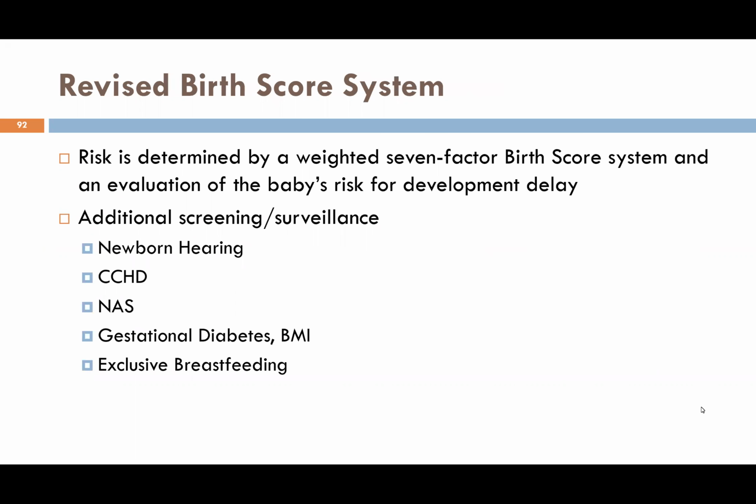So when Dr. Mullet revised the system initially, she developed a weighted 7-factor system. She changed some of the factors, changed some of the weighting, and also added an evaluation of the baby's risks for developmental delay. Then as new things were added, such as newborn hearing, critical congenital heart disease screening, neonatal abstinence syndrome surveillance, surveillance for exclusive breastfeeding at discharge, as well as the incidence of gestational diabetes, it took on a big evolution. And so at that time, we decided that it really wasn't just about the birth score anymore. That is why we changed the name to Project Watch, which the acronym is spelled out in the intro slide, which you will all have.